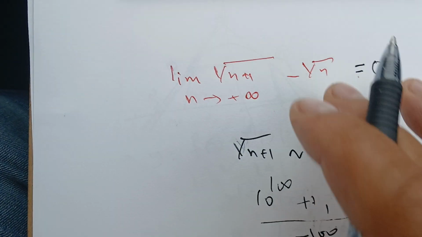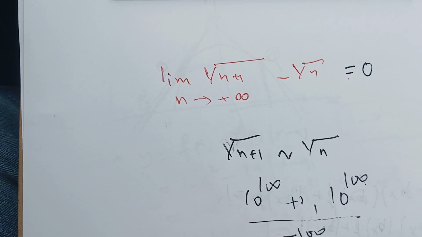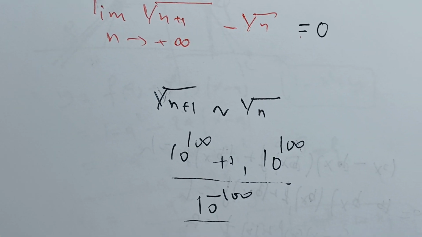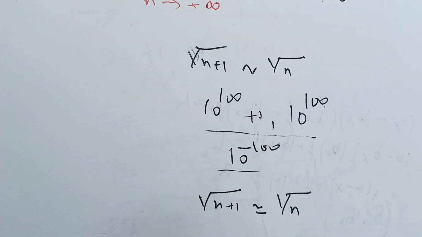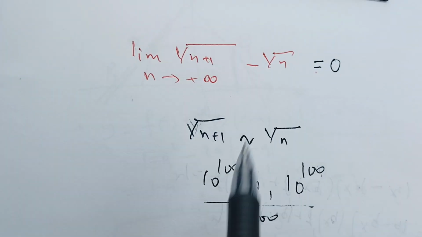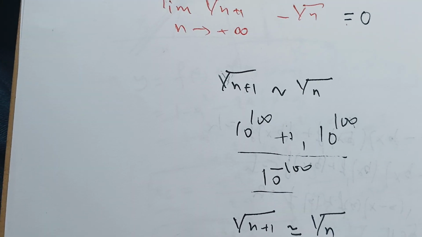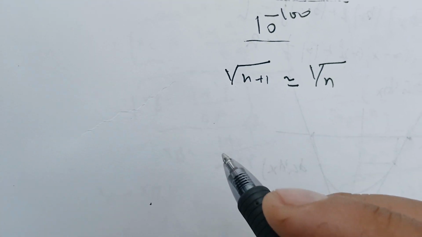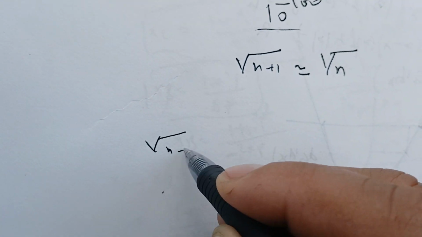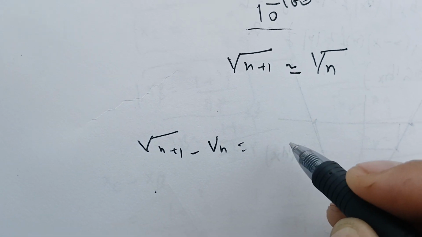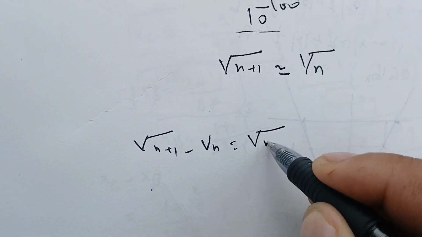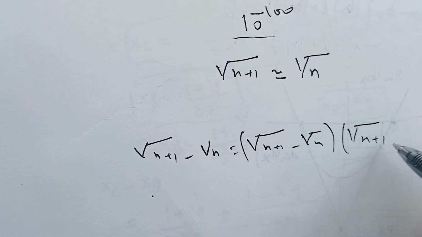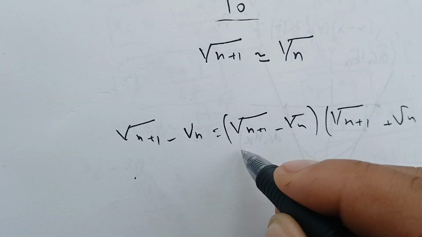But this is not a proof of this result. We need to do more. We need to justify this limit. The best way here, when we have square roots, is to use the conjugate. So let's first simplify this expression. We have the square root of n plus 1 minus the square root of n, and let's multiply the top and the bottom by the square root of n plus 1 plus the square root of n.